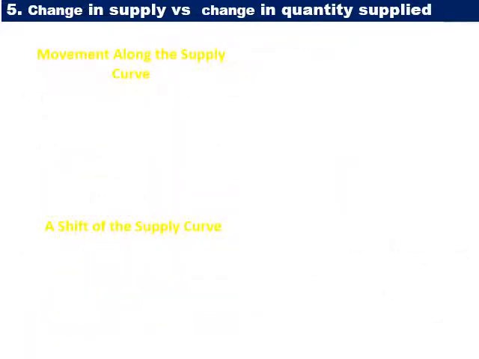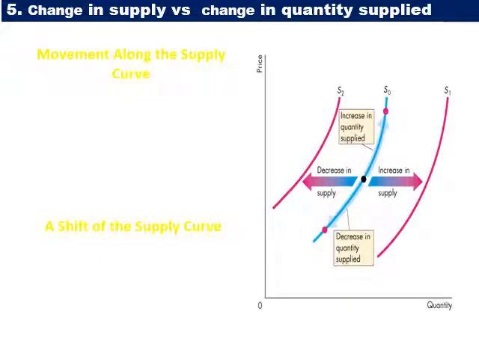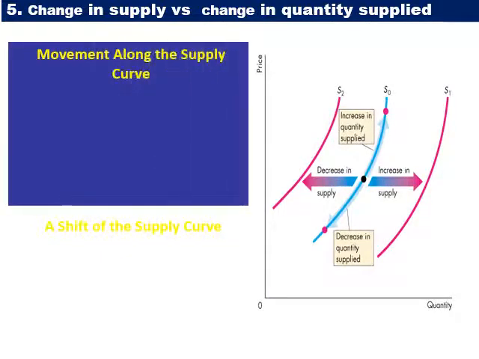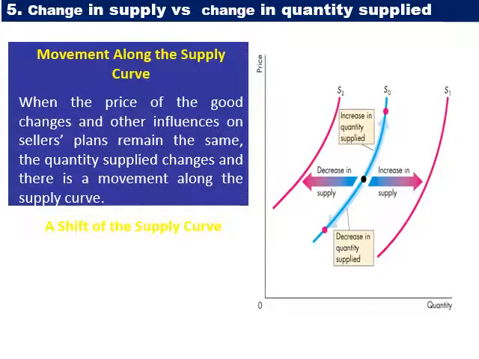Now, the final point in this lecture is the difference between a change in the supply and a change in the quantity supplied. A change in the quantity supplied means a movement along the same supply curve, and this occurs when the price of the good changes and other factors remain the same. So the quantity supplied changes and there is a movement along the same supply curve, which is the curve labeled as S0 in this graph.